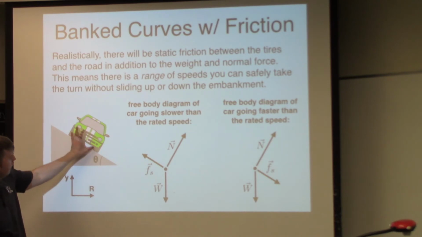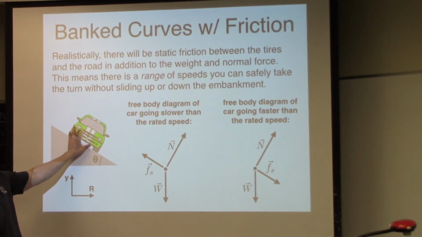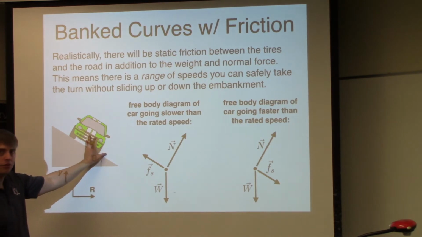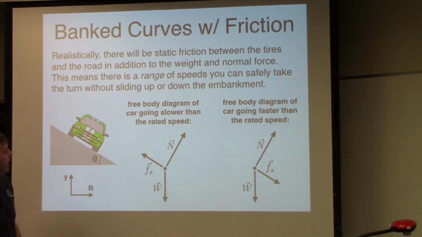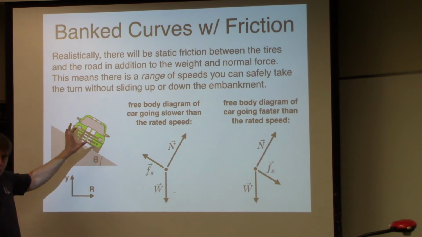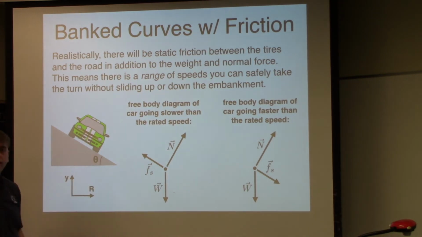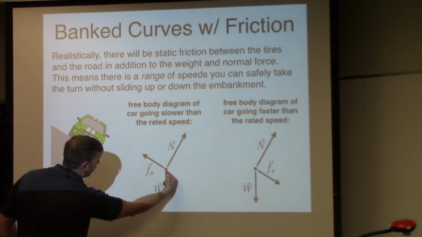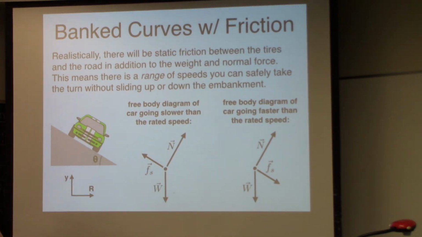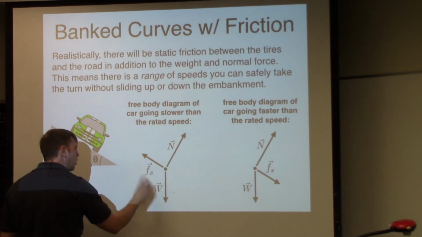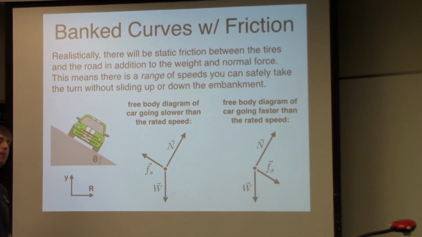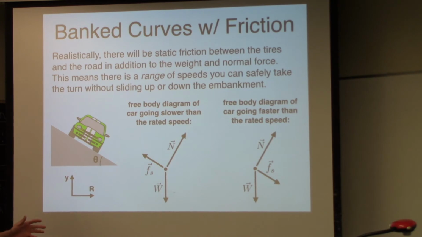Well, if there's no friction, what's going to happen is your car is going to tend to drift down the embankment if you're going too slow. Okay? And in order to keep your car in place, and prevent it from slipping down the embankment, we need some kind of static friction force, which in this case goes up the embankment. Okay, so we have the normal force and the weight, just like before, but now a static friction force pointing up. Okay? So what does this tell us?